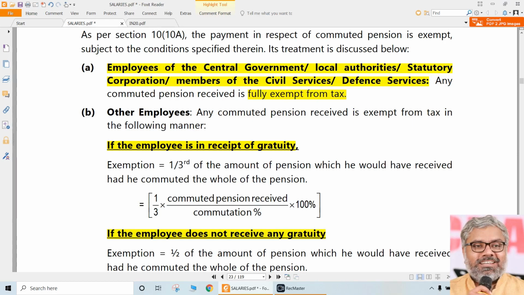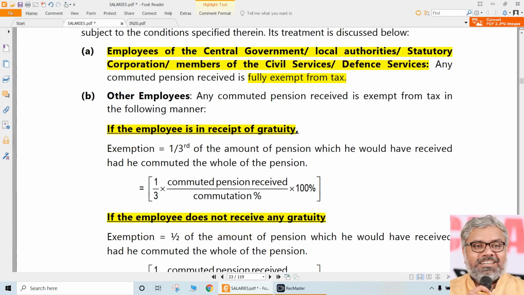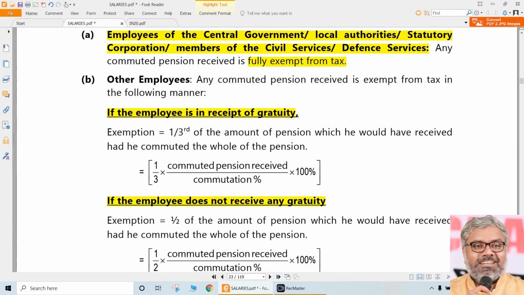How do we know, sir? Of course, it should be given in the question, sir. We have to identify that from the question, whether the employee has received gratuity or not. If he received gratuity, it is given in the question somewhere that the employee has received the gratuity. Then how much exemption can be granted under section 10(10A) for commuted pension is to be calculated by using this formula. That is 1/3 of the amount of the pension which he would have received had he commuted the whole of the pension. This is what the law said.